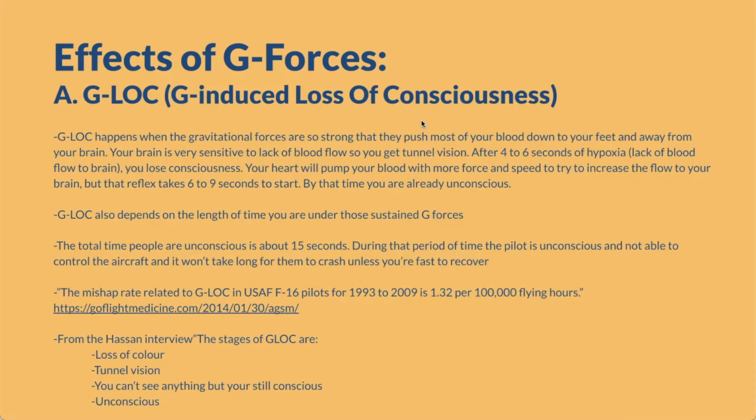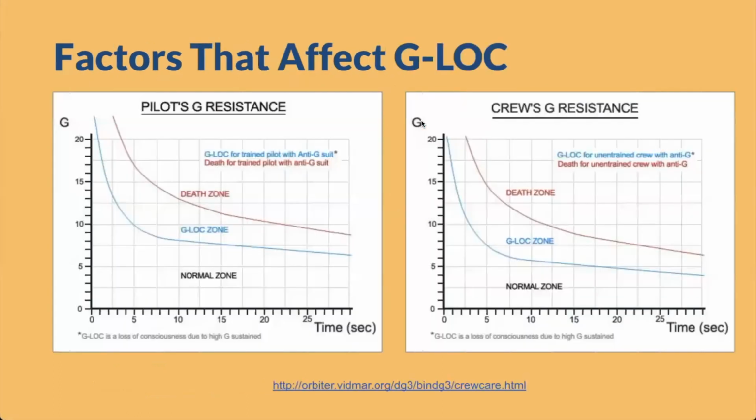The stages of G-LOC are loss of color, tunnel vision, you can't see anything but you're still conscious, and then unconsciousness. Here I have two graphs that show time on the x-axis and G-force on the y-axis. You can see the zone where pilots are susceptible to G-LOC at 7 to 9 Gs. A pilot that pulls 10 Gs for over 20 seconds may die from this exposure. The graphs show that pilots who are trained have better resistance to G-forces than an untrained crew.